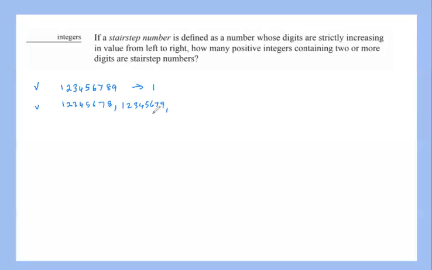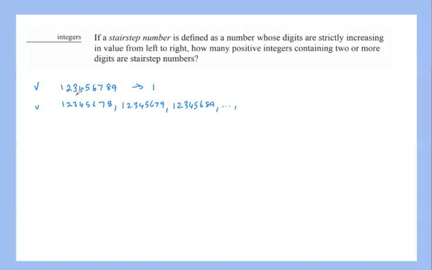In this case, we were missing 8. If I continue: 1, 2, 3, 4, 5, 6, 8, 9. In this case, I'm missing 7. If you just keep doing this, you will see that to get a stair-step number with 8 digits, we just need to determine which digit to leave out. Since we have 9 digits to choose from, there are 9 options for this case.